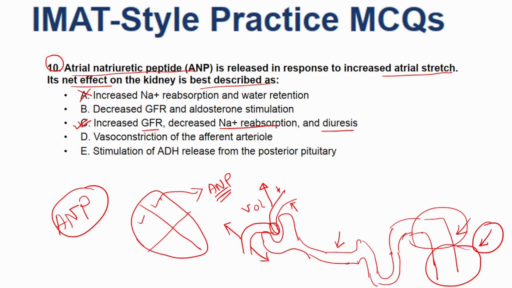Option B. Decreased glomerular filtration rate paired with aldosterone stimulation is incorrect because atrial natriuretic peptide works tirelessly to shut down aldosterone production and increase renal clearance. Option D. Vasoconstriction of the afferent arteriole would sharply drop glomerular capillary pressure and limit filtration, completely undermining the hormone's primary mandate to excrete fluid volume. Option E is wrong. Atrial natriuretic peptide actively suppresses, rather than stimulates, the release of antidiuretic hormone from the posterior pituitary to ensure that water reabsorption in the collecting duct is completely minimized.